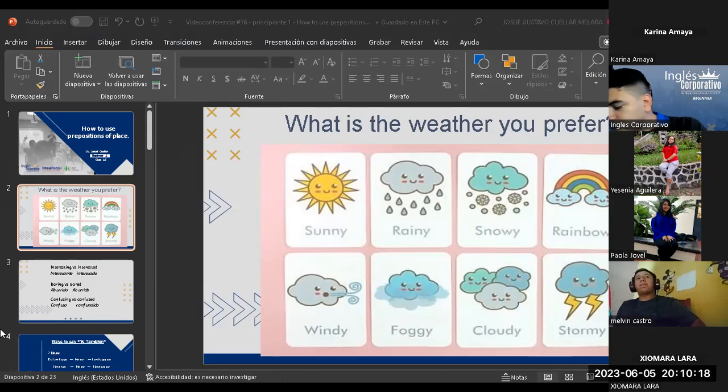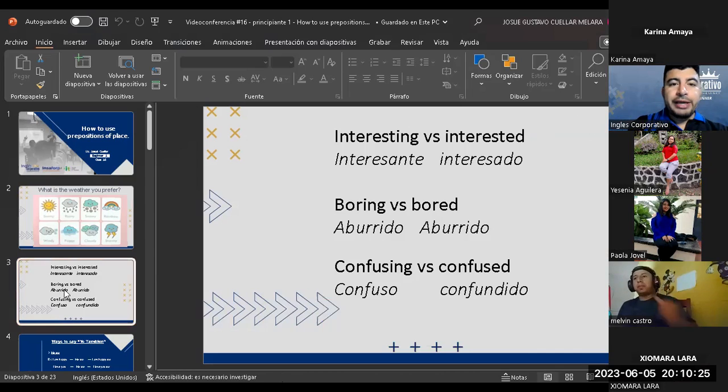Okay, let's move to the first part. And here we have very important words that maybe we get confused. A veces nos confundimos con esto. Okay, look at this.